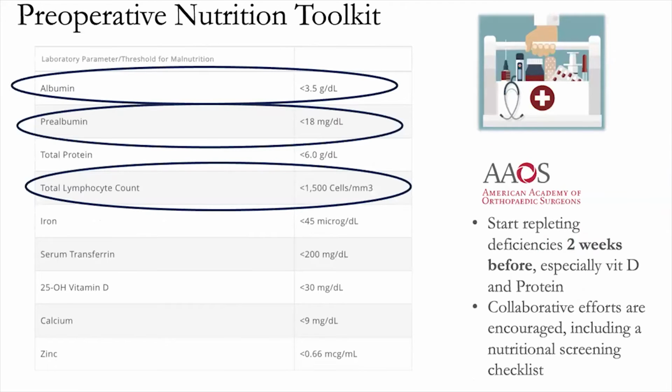So this is actually looking at the Academy's nutrition toolkit. These are specific laboratory parameters that indicate malnutrition or undernutrition. You can see they also added total protein, iron, serum transferrin, vitamin D level, calcium, and zinc. And so the Academy recommends that we replete deficiencies at least 2 weeks prior to surgery, of course, for elective surgery, especially vitamin D and protein supplementation. And they also state that collaborative efforts are encouraged, whether that be primary care, medicine consultation, geriatrics, or a nutrition consult as an outpatient, and that one could use a nutritional screening checklist.